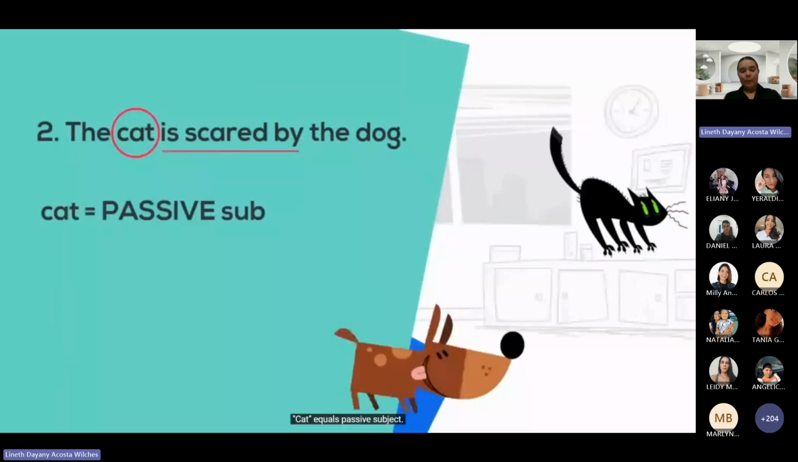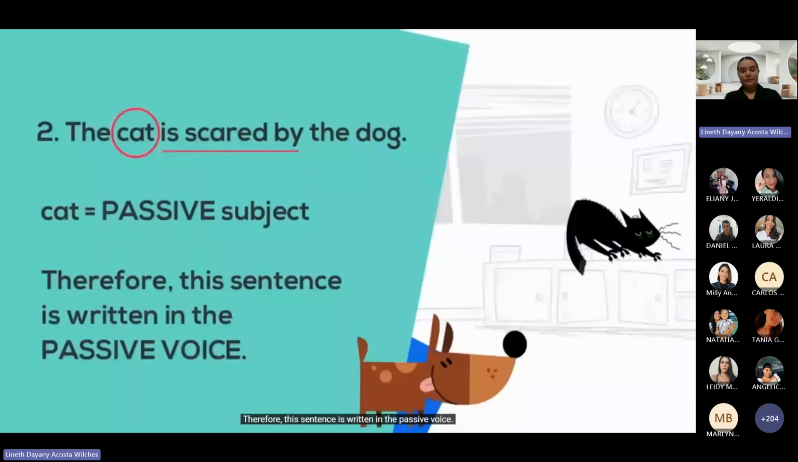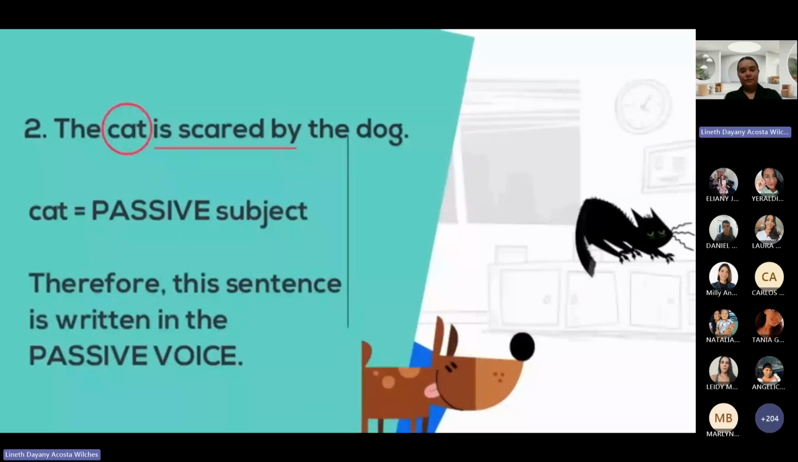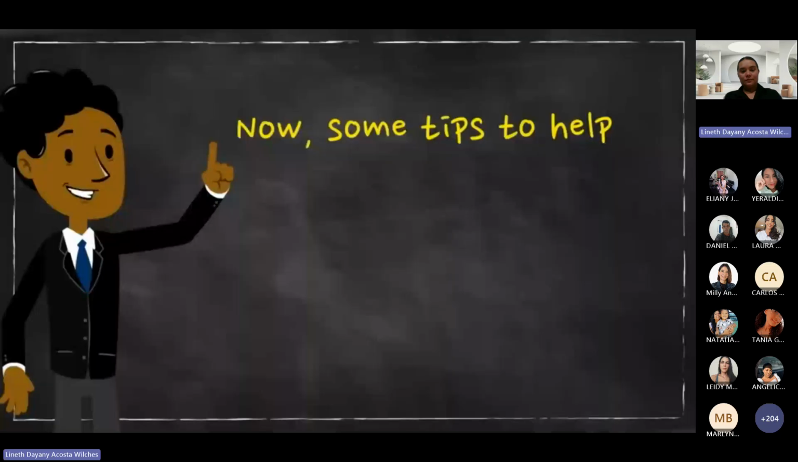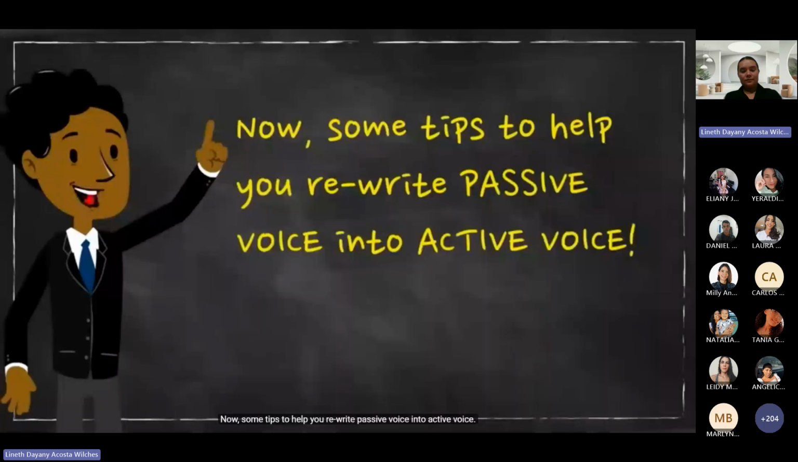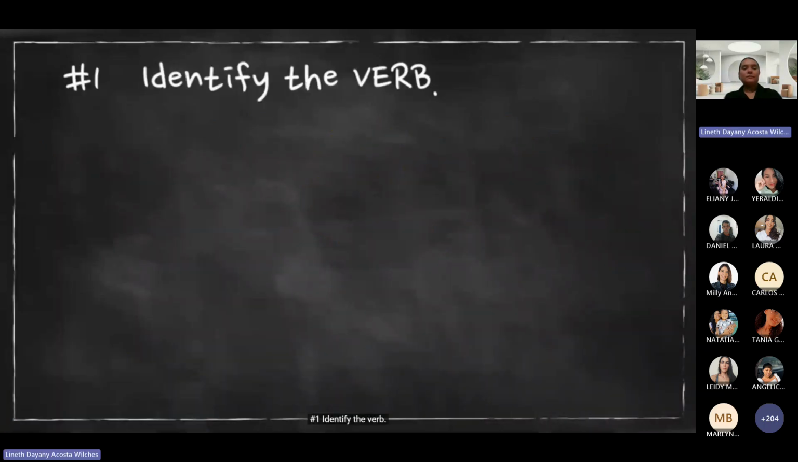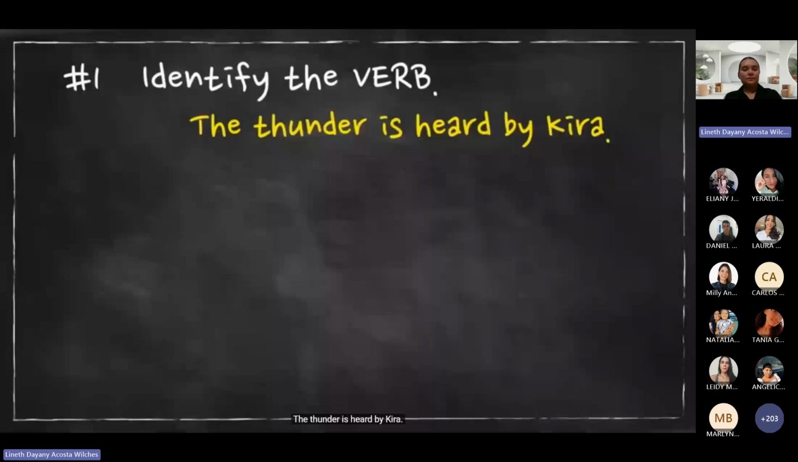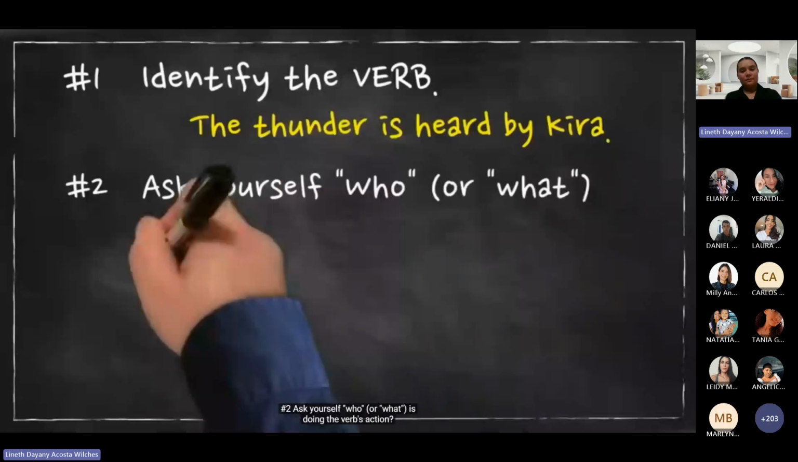Cat equals passive subject. Therefore, this sentence is written in the passive voice. Now, some tips to help you rewrite passive voice into active voice. Number 1, identify the verb. The thunder is heard by Kira. Heard is the verb.